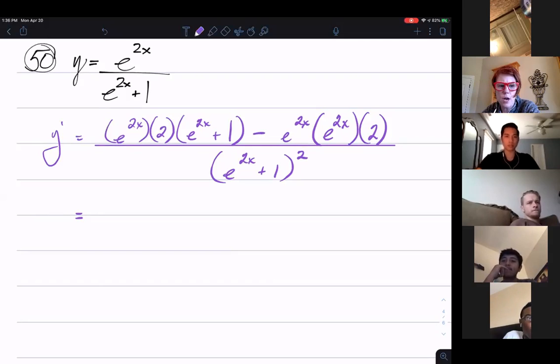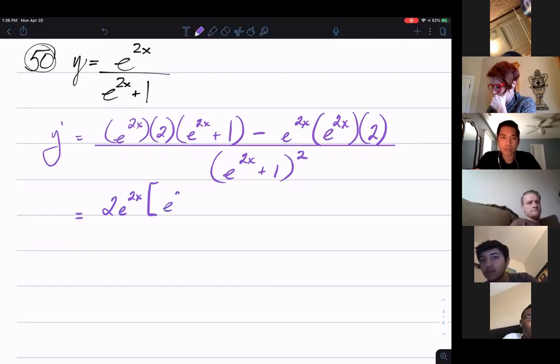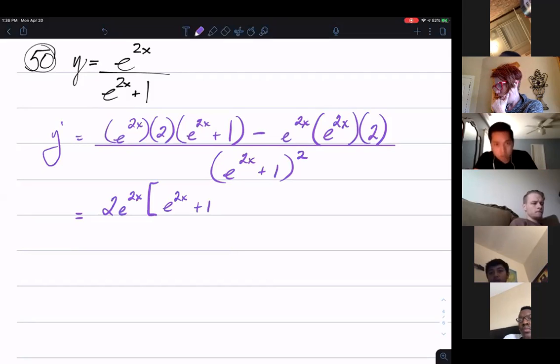So I've got two terms on the top. Let's pull the GCF out. So take a look at your two terms carefully. What's in my GCF? 2e^(2x). Okay. So then in your first term, what's the leftover part? e^(2x) plus 1. Okay. And in your second term, what's left? e^(2x). Close. Minus e^(2x). Yeah, it's a minus e^(2x).